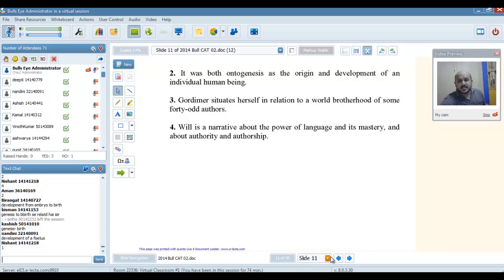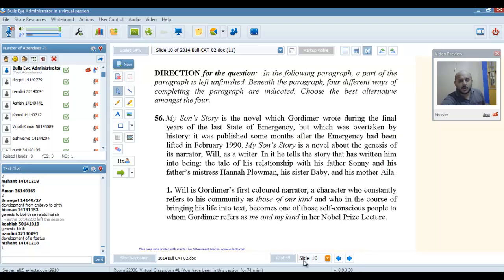In this case, what does the original paragraph talk about? I'll just quickly read the paragraph and go through the process of solving this question so that you know how to solve para-completion questions. My Son's Story is the novel which Gordimer wrote during the final years of the last state of emergency, but which was overtaken by history. It was published some months after the emergency had been lifted in February 1990. My Son's Story is a novel about the genesis of its narrator, Will, as a writer. Genesis is the birth.